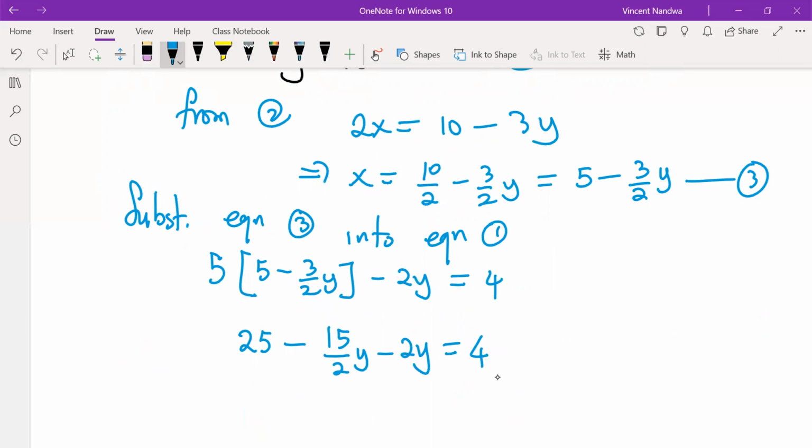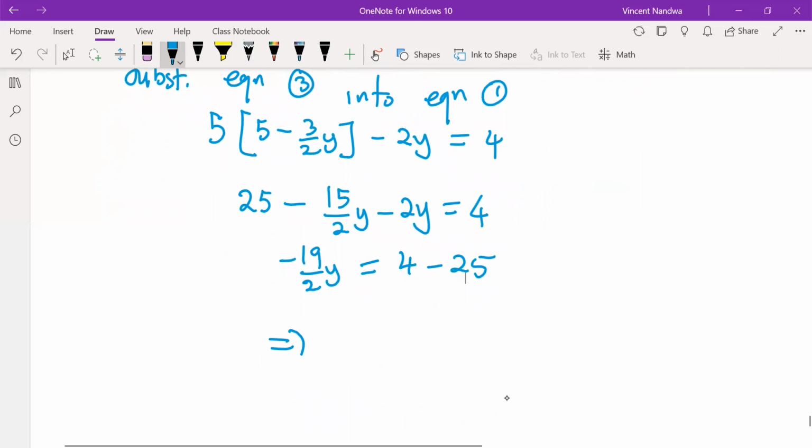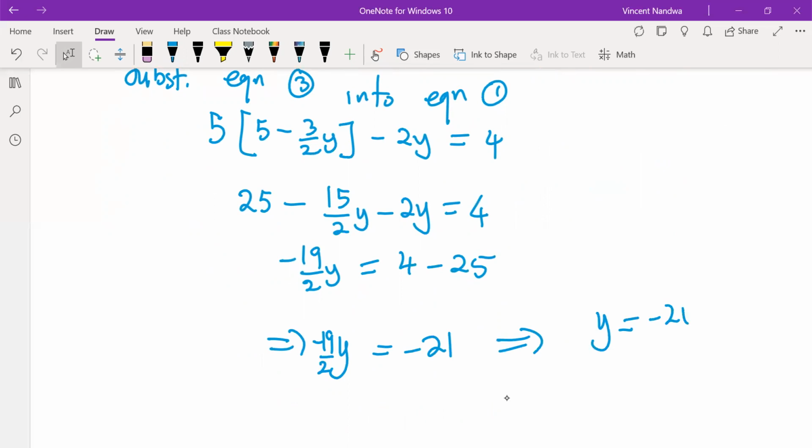Now, minus 15 over 2 minus 2 gives minus 19 over 2. y equals 4 minus 25, which is minus 21. So minus 19 over 2 equals minus 21, which means y will be minus 21 times minus 2 over 19. So y equals 42 over 19.